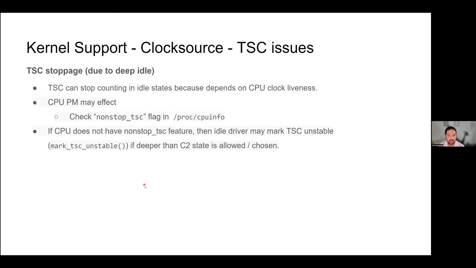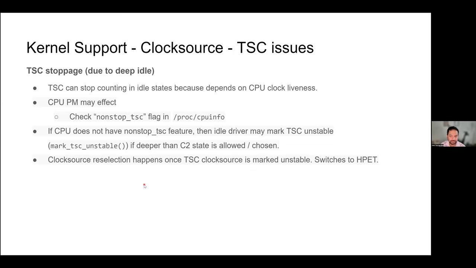And just like CPU frequency, the CPU idle subsystem marks the TSC as unstable if it is possible that the system will enter a deeper state that would turn off the TSC. So the idle subsystem says the TSC is unstable, don't trust it, because I'm going to enter deep idle anyway. It doesn't say that I'm not going to enter deep idle because I want the TSC to work well. It says that the TSC is not reliable, I'm going to do whatever I want, I'm going to enter deep idle. So that's the behavior. And similarly to CPU frequency, there's a reselection of the clock source, because the TSC is no longer reliable, having been marked as such.